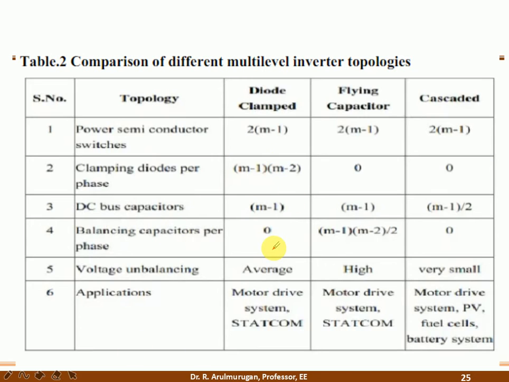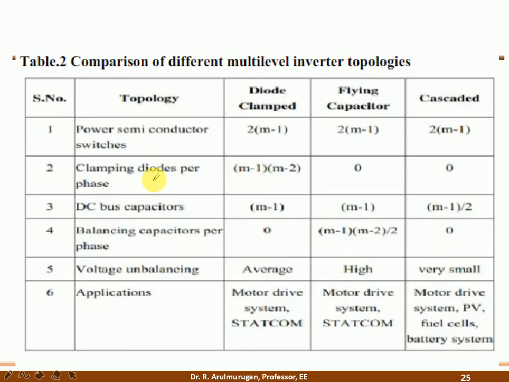It is saying the difference between the 3 methods. Okay, what about the number of semiconductor switches used? This is common, with the formula 2 into (m minus 1), where m is the number of levels, 5. So 5 minus 1 means 4. 4 multiplied by 2 is 8. So 8 switches are used commonly for these 3.